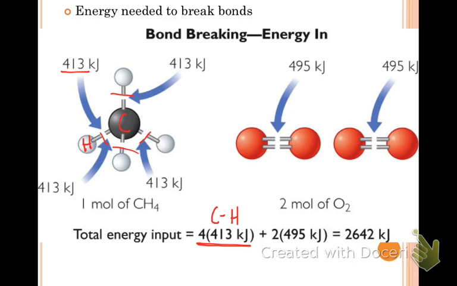We'll add that to the other reactant, which is oxygen. It takes 495 kilojoules to break a double-bonded oxygen. So if you notice, it takes a lot more energy to break a double bond here than a single bond. And there's 1, 2 of those together. When we add those up, we end up with 2,642 kilojoules of energy needed in order to break the bonds of the reactants.